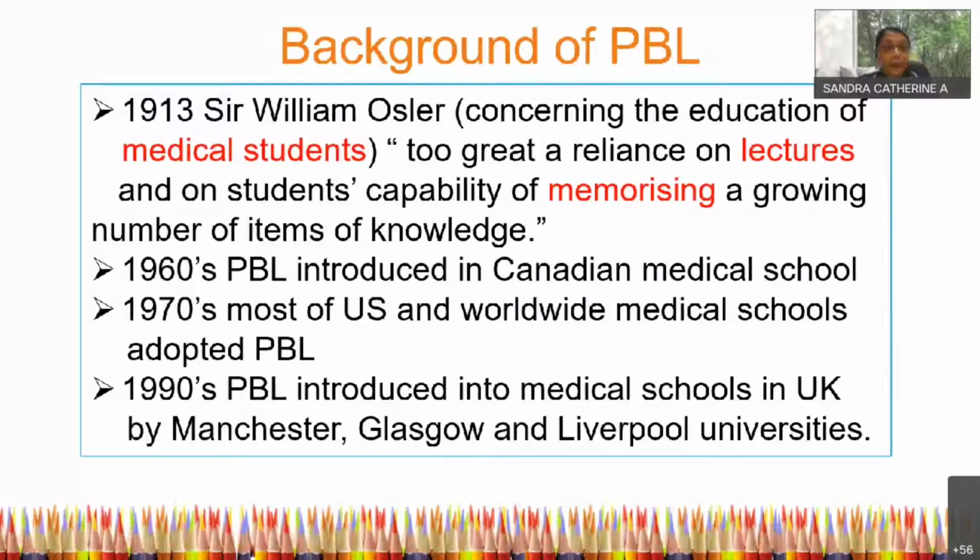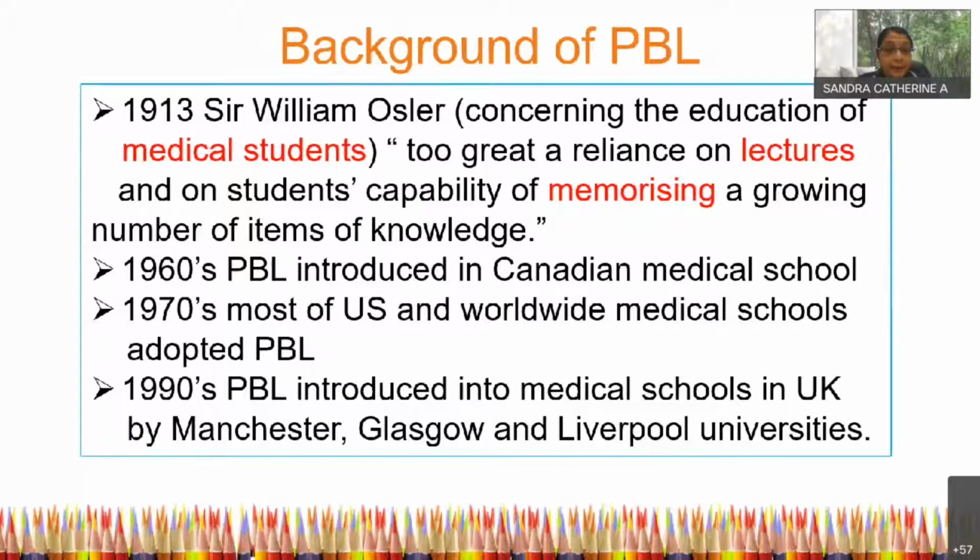This theory was adopted for the medical students because they were relying too much on lectures, and they rely a lot on memorizing terms and all that. When they go for the examination, they just vomit out whatever they have memorized. So they're not actually learning anything or practicing anything. So PBL was introduced in medical schools worldwide in Canada, US, and UK.